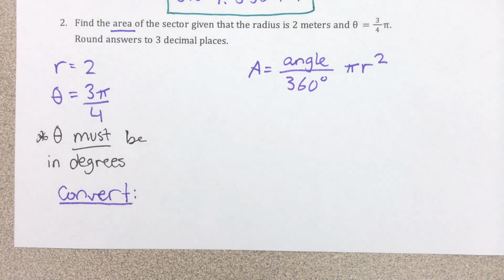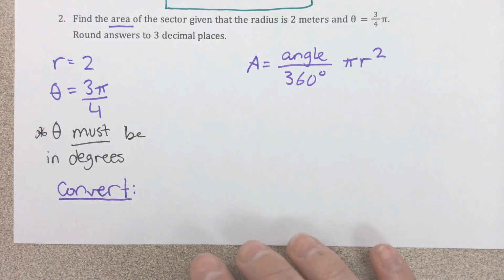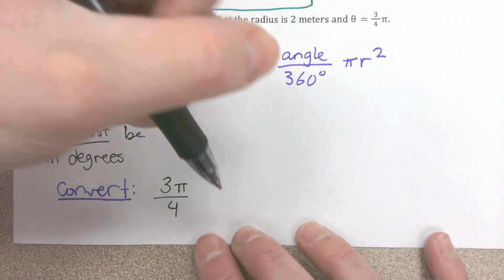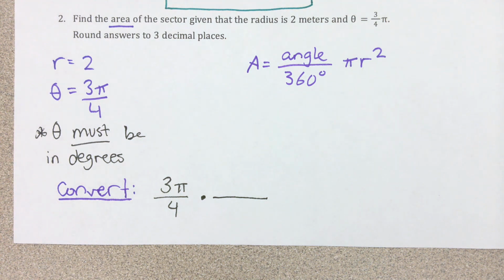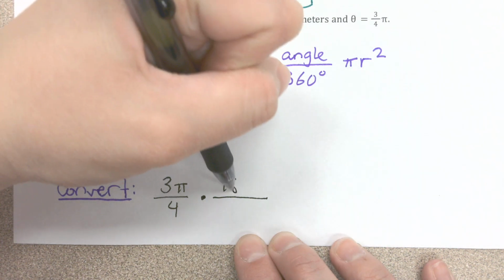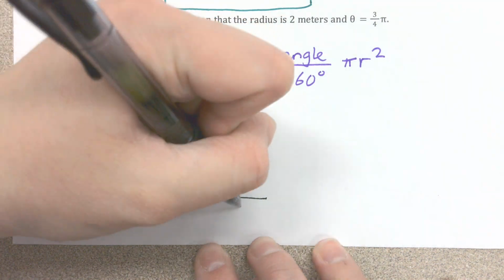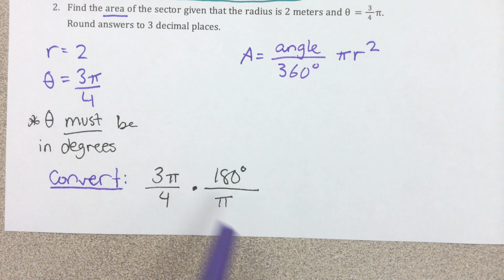Let's convert. You must know how to convert for the test. That is one of the required pieces of info you must remember. We have 3 pi over 4. And we need to multiply that by what over what? 180 on top. We want degrees. Degrees goes on top. We have radians, so pi goes on bottom. What you want over what you have. What you have goes on bottom so that it cancels out.